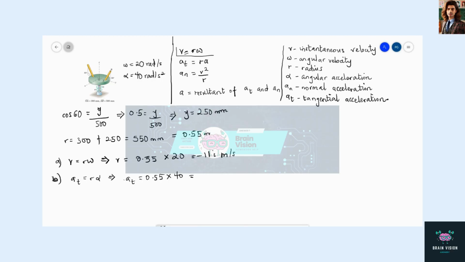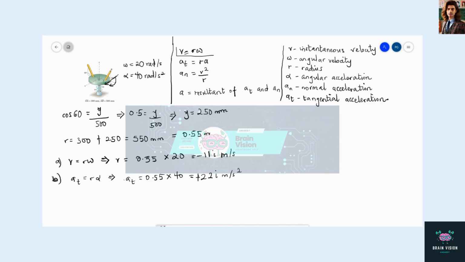give me a second, 22 meters per second squared. Also direction, we can see that the angular acceleration is directed this way, so that means the tangential acceleration at point B is going to be like this, and that is the positive x, so plus i.